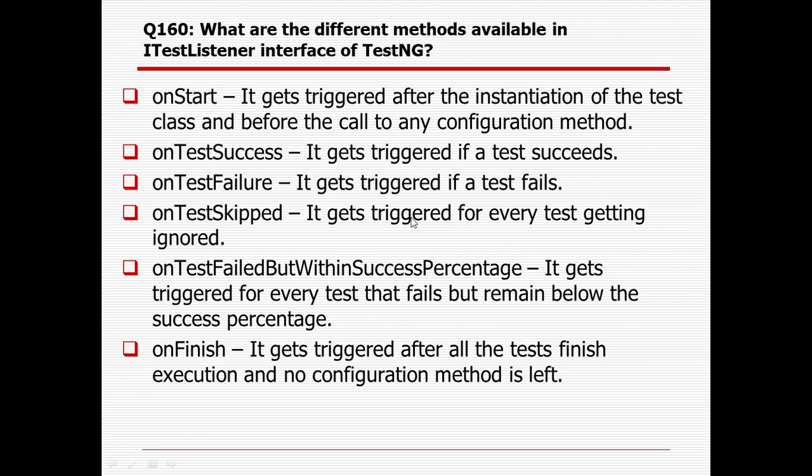onTestSkipped gets triggered for every test that is ignored or skipped. onTestFailedButWithinSuccessPercentage will be triggered for every test that fails but remains within the success percentage. And onFinish will trigger after all the tests finish execution and no configuration method is left. In case all the intended methods run successfully, obviously the onFinish method will be triggered.